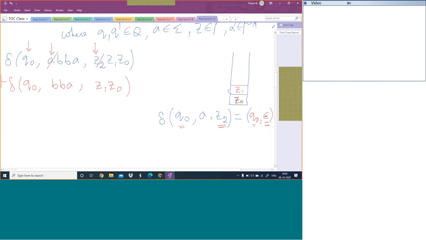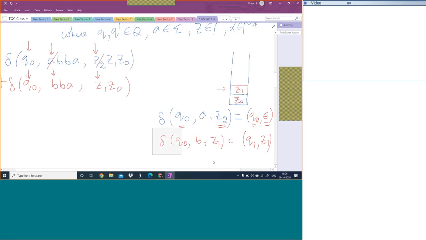Now, every time the machine takes the present state. What is the present state? Q0. And present input symbol. What is this? B. And topmost symbol in the stack. What is the topmost symbol in the stack? Z1. Okay. I am defining the move like this. If the machine is in Q0, if input symbol B comes, if the topmost symbol is Z1, I am defining like this: Q1 comma Z1. You just try to understand the meaning of this one.